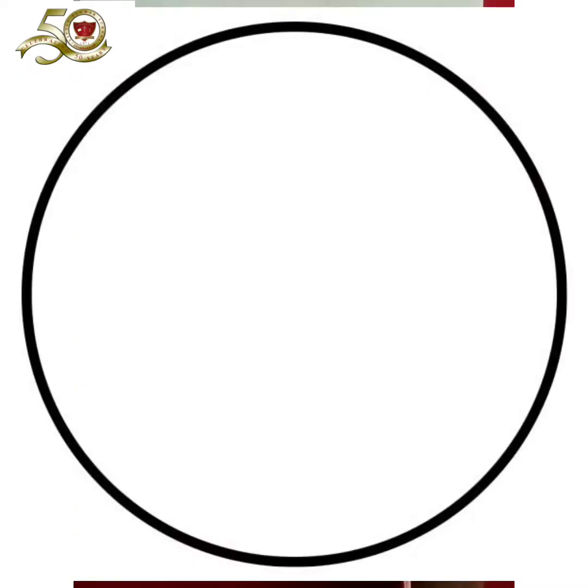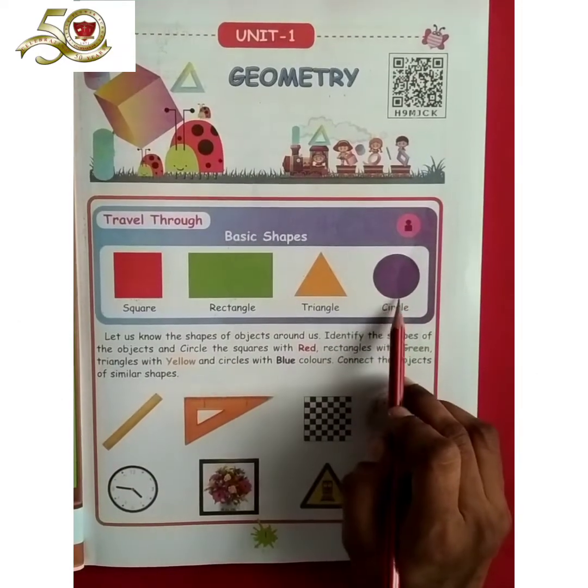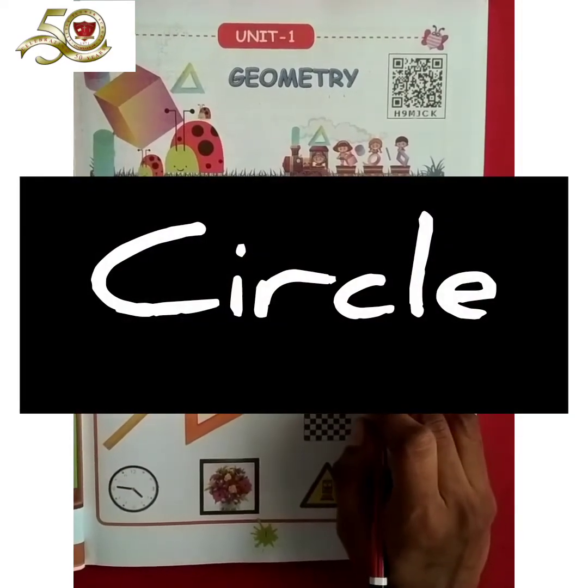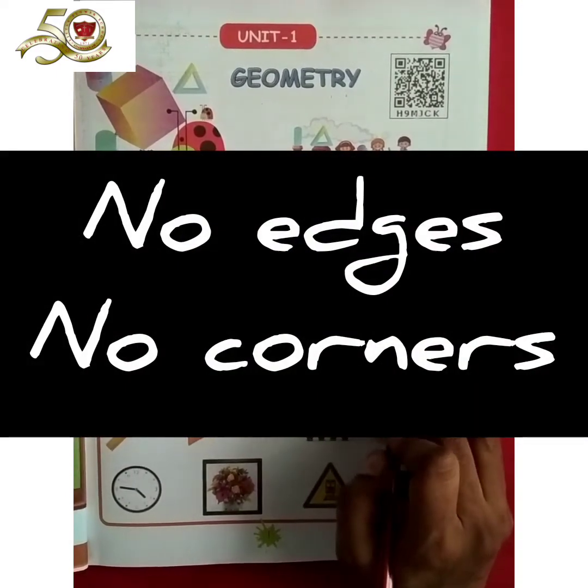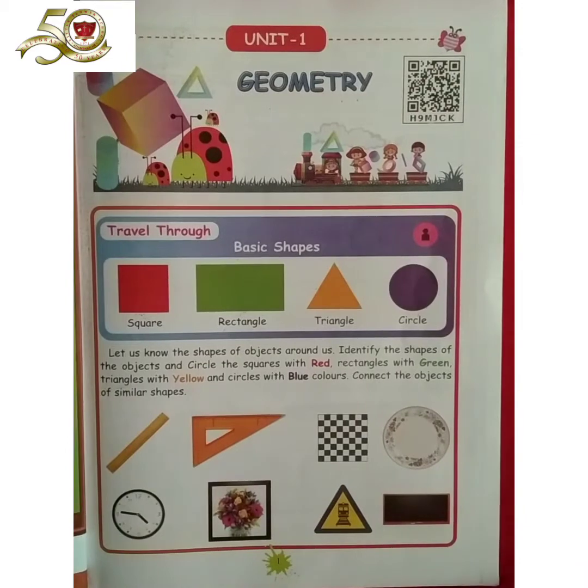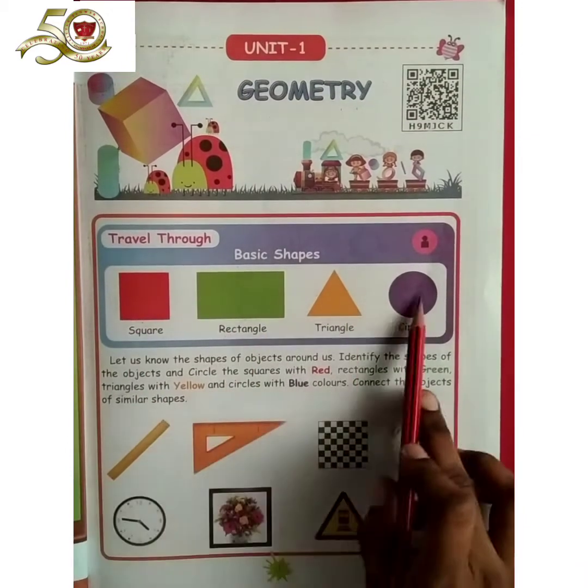And circle, what is this? Round. It is not round, it is called a circle. No edges, no corners, it is plain, simply a circle. So students, you are familiar with the basic shapes, isn't it?